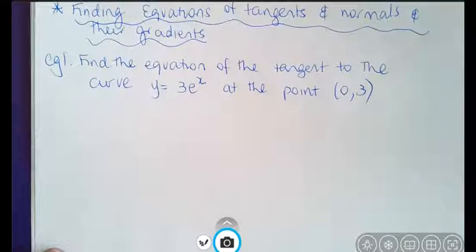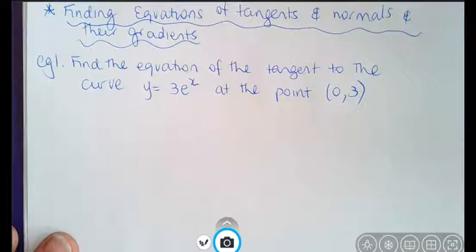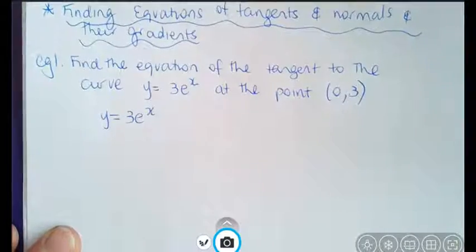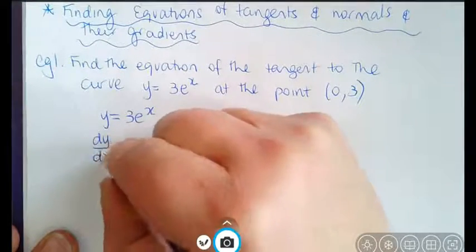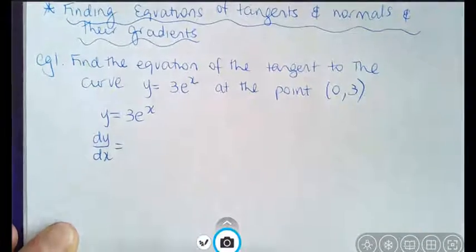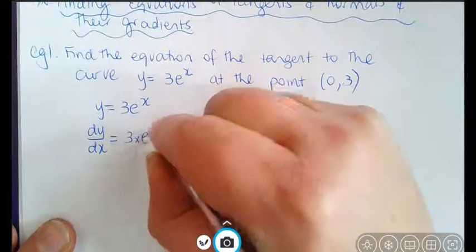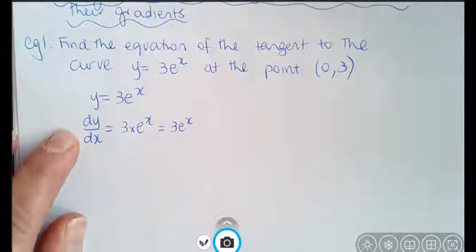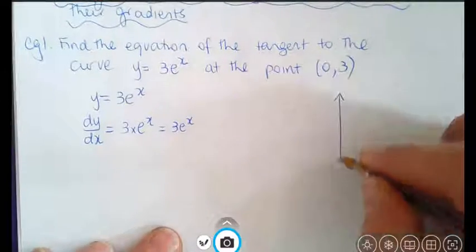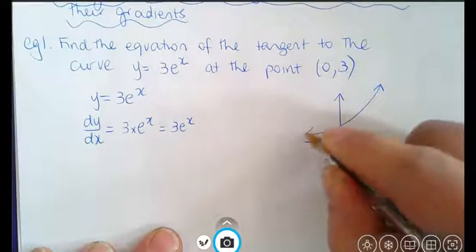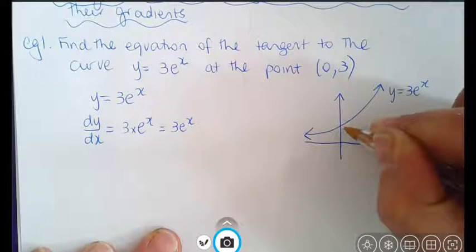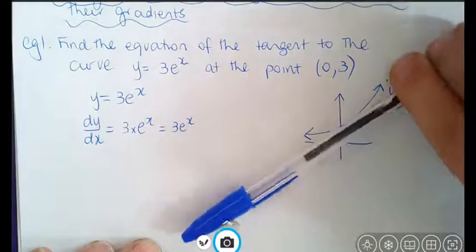How do you do this? Do you remember how to do that? Not yet. So you've got to find the gradient first. So you go y equals 3 times e to the power of x. Differentiate that for me: dy/dx equals 3 times e to the x, which is 3e to the x. So that's my gradient function. Now, you know, 3e to the x looks like this. That's what it looks like. And when x is 0, y is 3, it looks like this. You know, its gradient changes all the time.